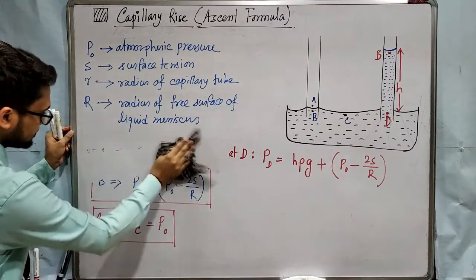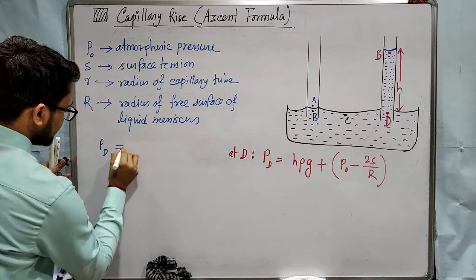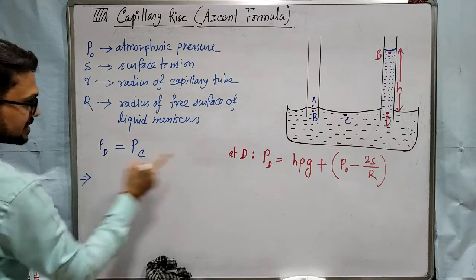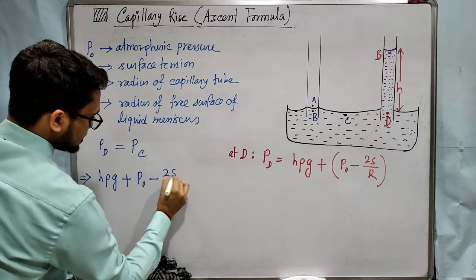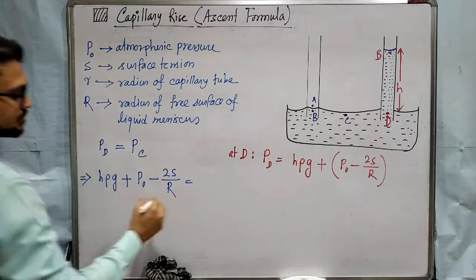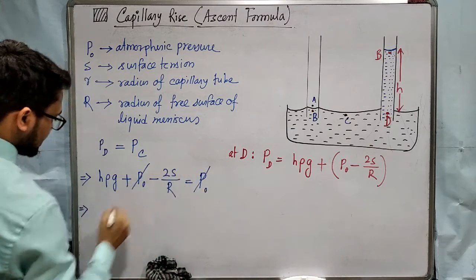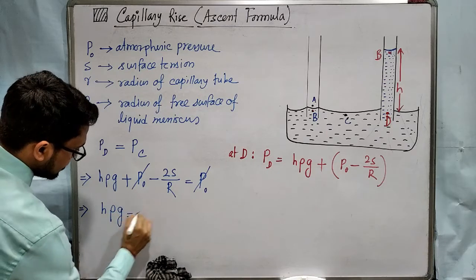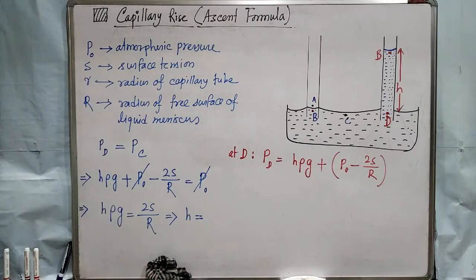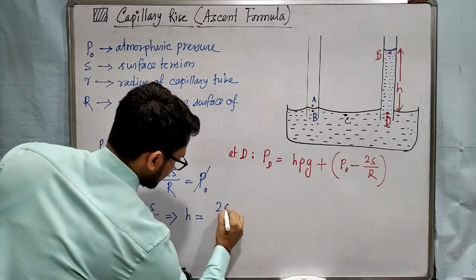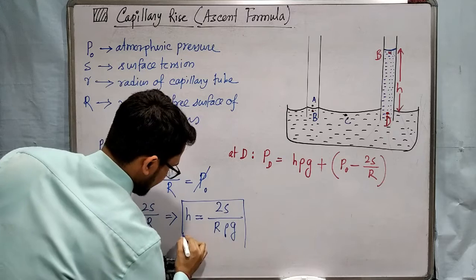So I am erasing this part. Now PD equal to PC. PD means H rho G plus P0 minus 2S by R, equal to PC, which is P0. So P0 cancelled out. So H rho G equal to 2S by R. What will be H? We want to find H, the ascent height. H equals 2S by R rho G. But it is not finished yet.